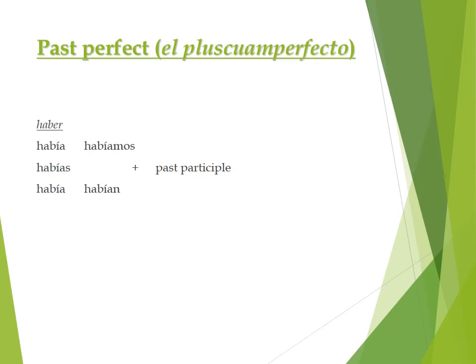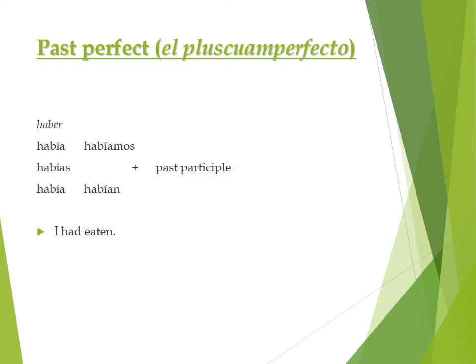Now let's move on to the past perfect, or el pluscuamperfecto, also known in English as the pluperfect. You've heard of that, right? What you're saying now is I had done something. You had done something. He or she, we, they had done something. You want haber in the imperfect. Repeat after me, class. Había, habías, había, habíamos, habían.